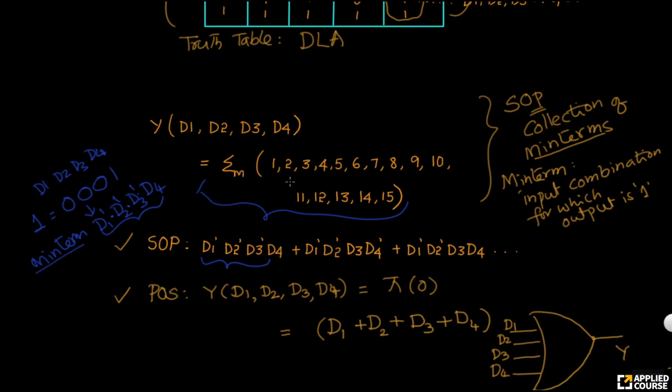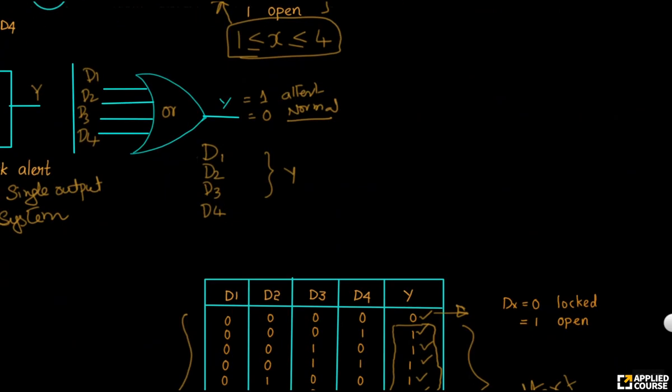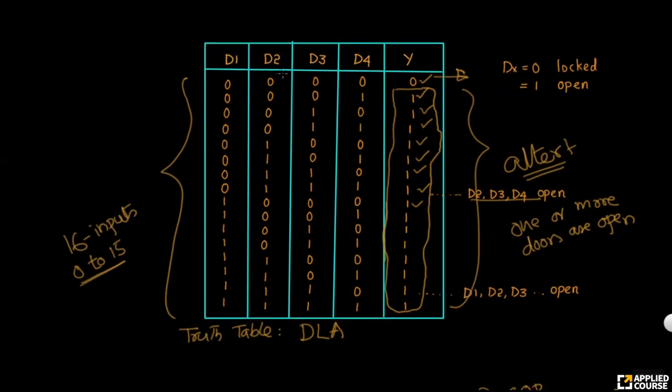Like that, min term 2 is 0010. Min term 3 is 0011. So like that, we can write the 15 min terms, and we need to perform the sum operation. Hence, it is declared as a sum of products expression. Now we consider product of sums. Out of the 16 combinations, for 15 combinations the output is 1 and for only one combination the output is 0.